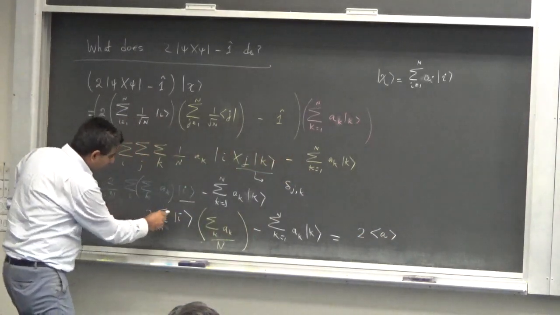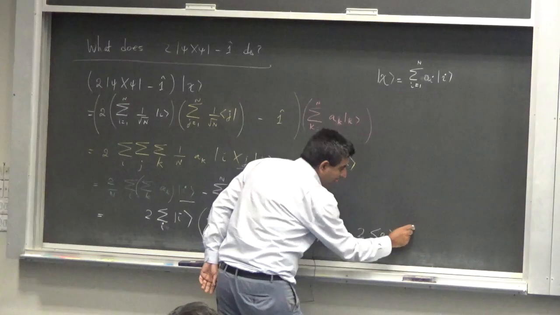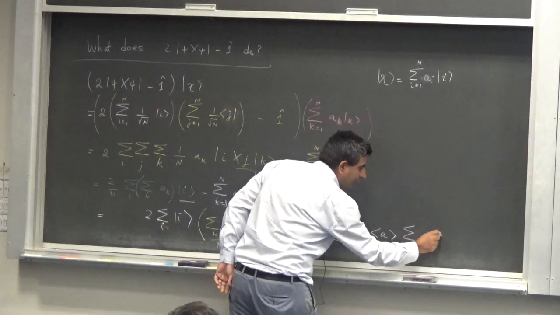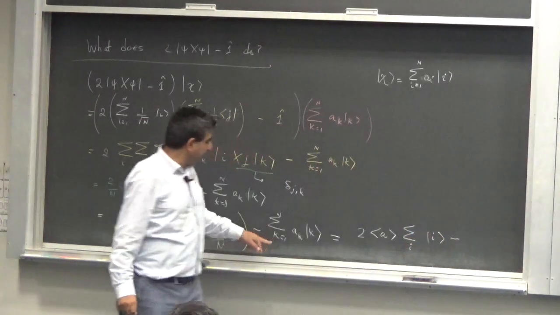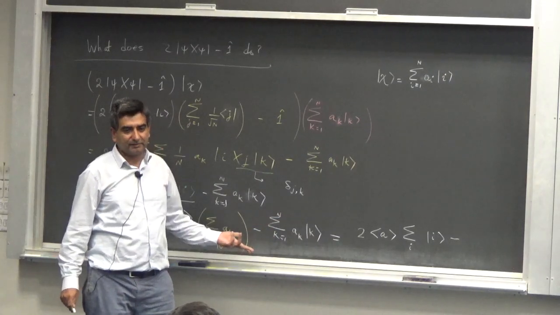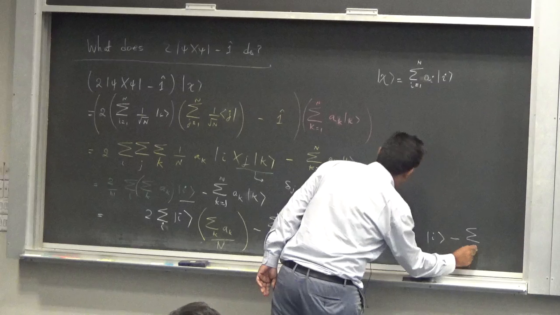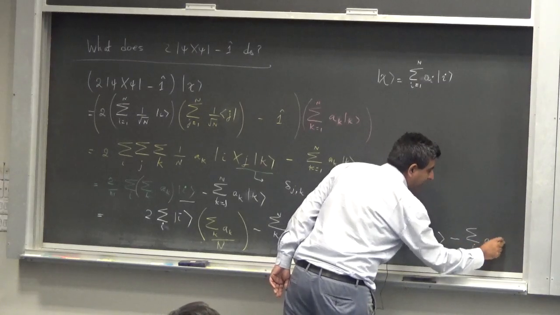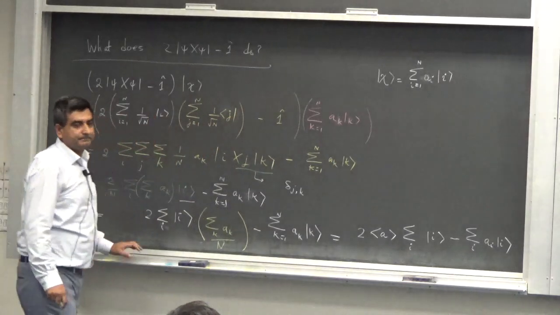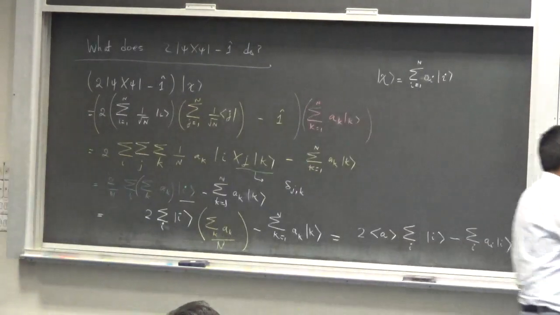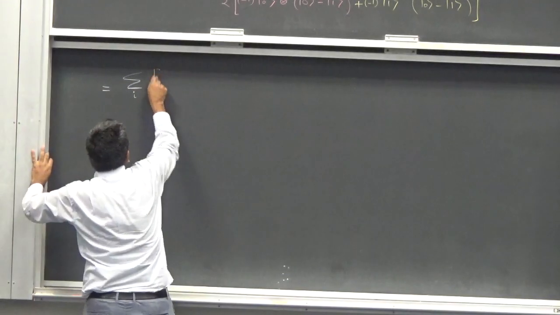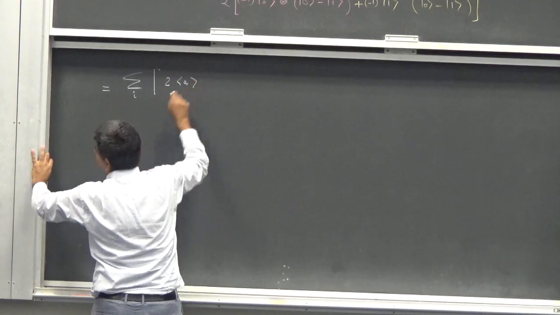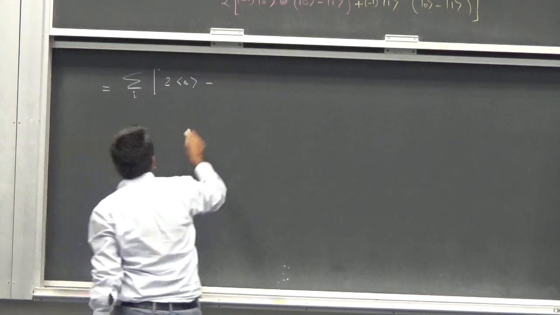And of course I also have this sum of all the i's, of all the basis states, minus, now I can replace this index k with i, doesn't matter. So I can put this as i, ai, ket i. And this eventually becomes sum over i of 2A minus ai.